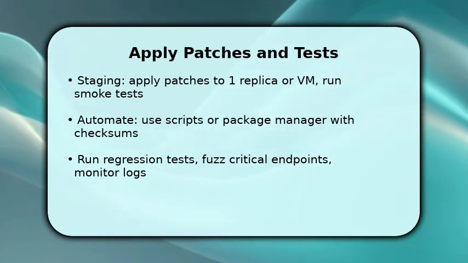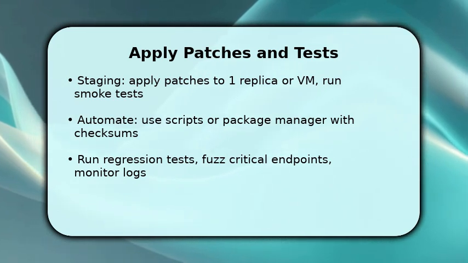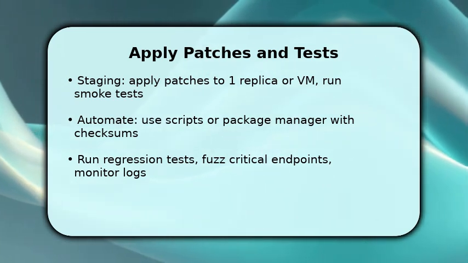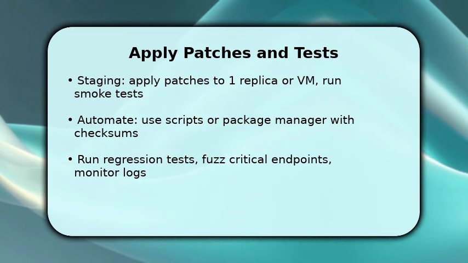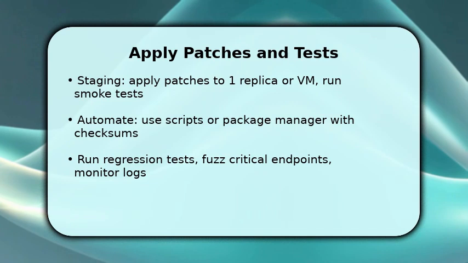Make sure to exercise critical flows and fuzz high-risk endpoints so quality issues surface early. While tests run, monitor logs and metrics for anomalies and resource spikes. If everything looks healthy, prepare a rollback plan and clear.